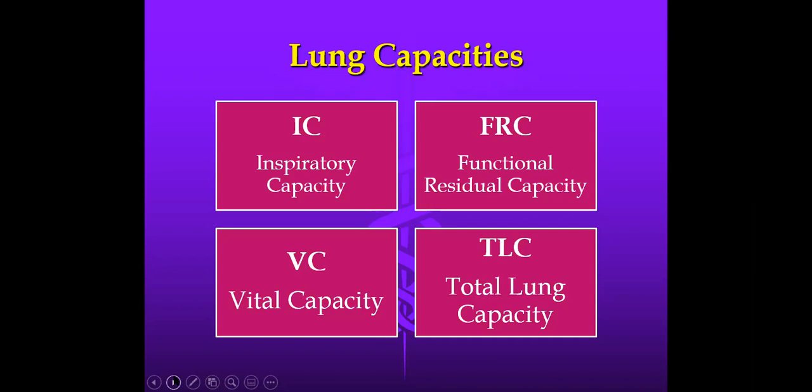All right, volumes and capacities. Inspiratory capacity is IC. Vital capacity is VC. FRC is your functional residual capacity. And TLC is your total lung capacity. All right?